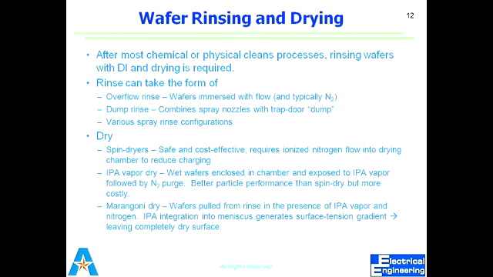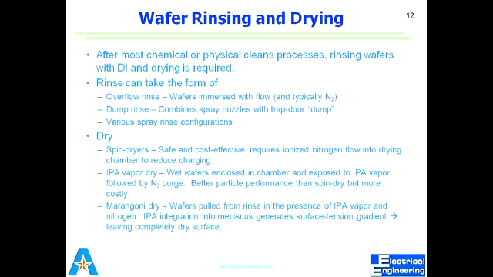DI water is deionized water, very high resistance water, so it does not have any contamination, and that removes the chemical. For example, after piranha cleanup, if you rinse it in DI water, any sulfuric acid or hydrogen peroxide chemical that was on the wafer surface is removed by this rinsing process. There are different ways the rinsing can be done.